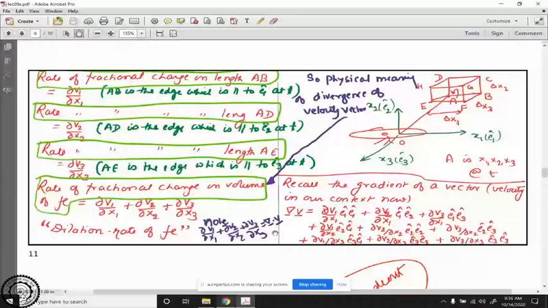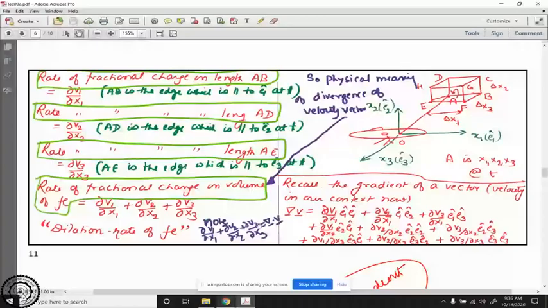This is called the divergence of the velocity vector. I think in the second or third lecture I said that del dotted with any tensor will be called the divergence of that tensor. So in this case, the tensor is velocity, so this can be called the divergence of the velocity field.